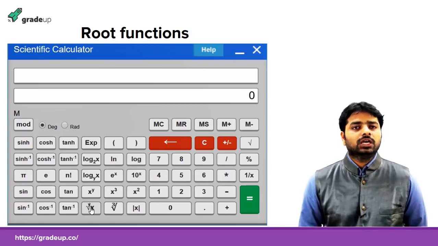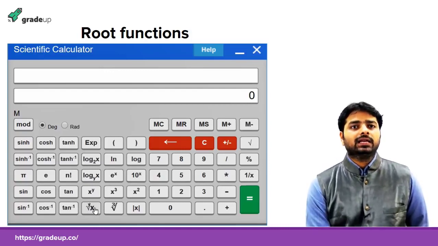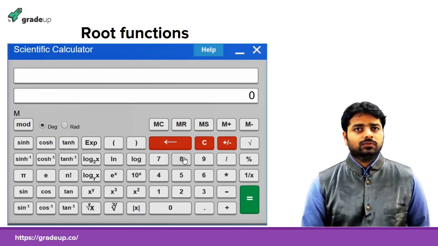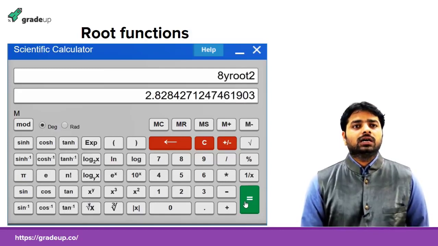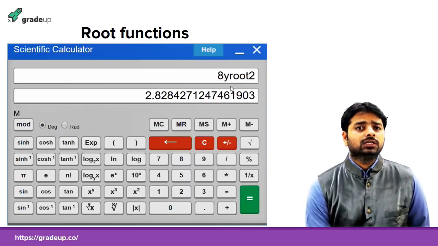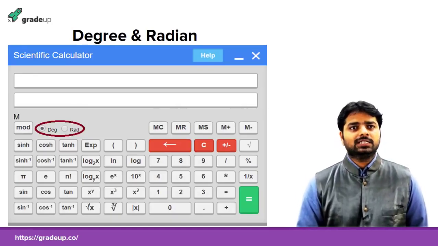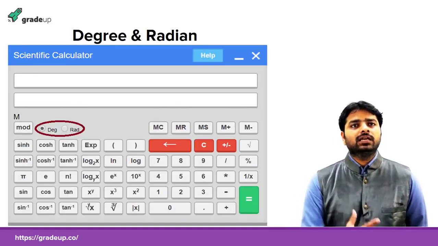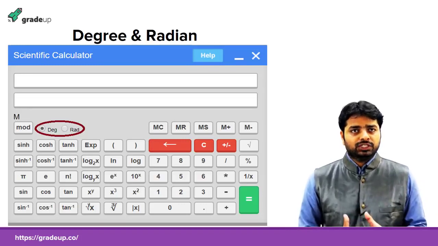Now for the yth root of x, you need to first enter x, then enter y. I entered 8, then pressed yth root of x, then pressed 2. That means the 2nd root of 8, which will give you 2.828. Similarly you can calculate any other exponents and powers.